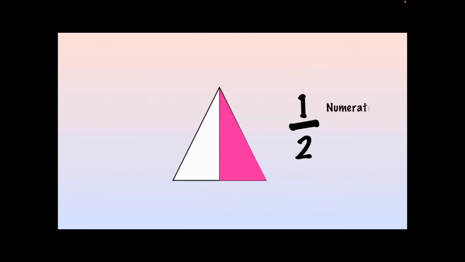And who can remember what we call the top number? The top number is called the numerator. And how about the bottom number? Can anybody remember? The bottom number is called the denominator.